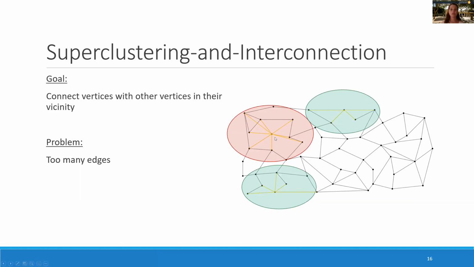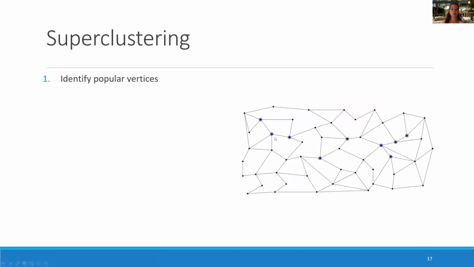What we do is that we form superclusters. So first, we identify all these popular vertices. I say that all these blue vertices are popular, and by that, I mean that I cannot just simply connect them with their neighbors. Then we form superclusters that cover these popular clusters. Now, we want to make sure that on the one hand, we cover all the popular clusters, and on the other hand, we want to minimize the number of superclusters that we form as well as their radius.